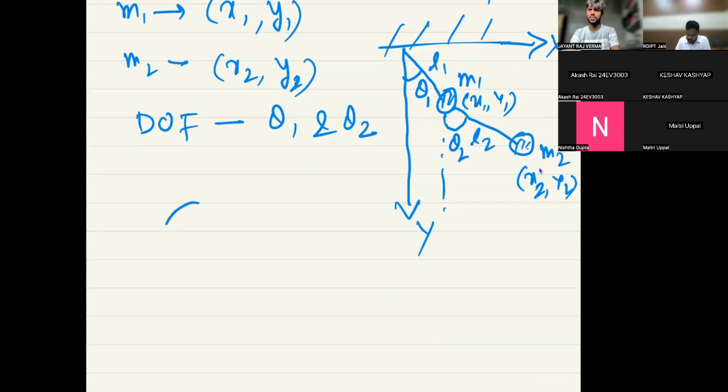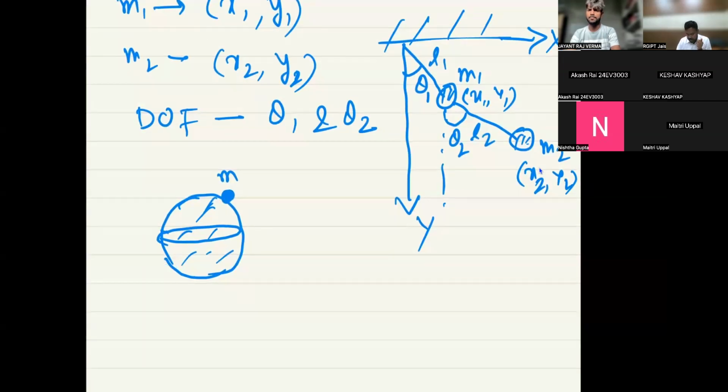Let's see another example. Let's say this is a sphere, a three-dimensional sphere, and you keep one mass m here. How many degrees of freedom does this mass have in this case? Sir, 1. Why 1? Sir, only theta. Let's say this is the ground. Two angles are required to completely specify a particle kept on a sphere, sir. Now tell me how many degrees of freedom it can have.